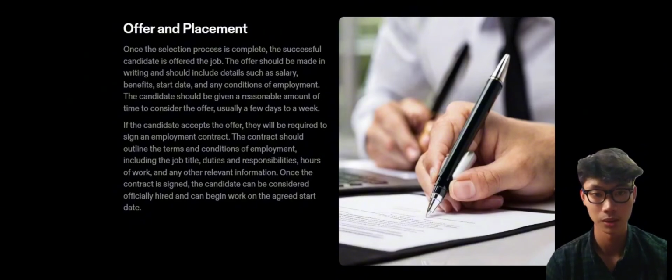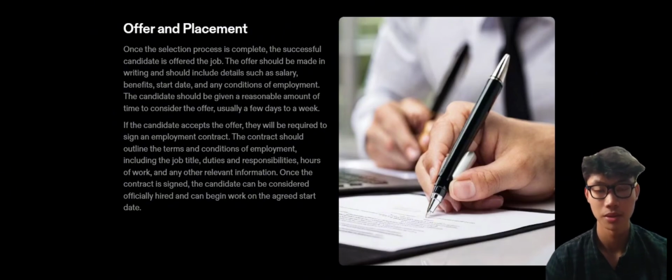The contract should outline the terms and conditions of employment, including the job title, duties and responsibilities, hours of work, and any other relevant information. Once the contract is signed, the candidate can be considered an official hire and can begin work on the agreed start date.